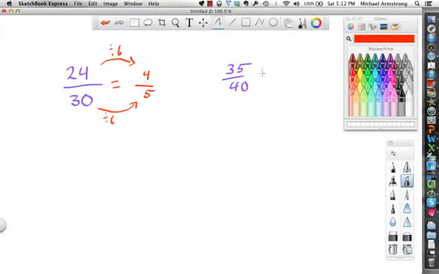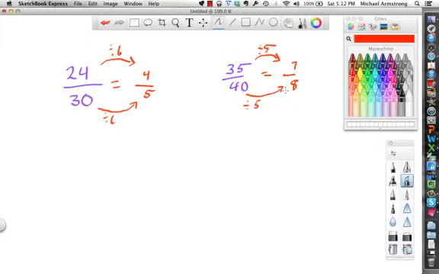Okay, how did my friend do? We can divide that one by 7, but that doesn't work for 40. We can divide it by 5, and that works for 40. So we're going to divide both of them by 5. 40 divided by 5 is 8. 35 divided by 5 is 7. So 7 out of 8 questions right.